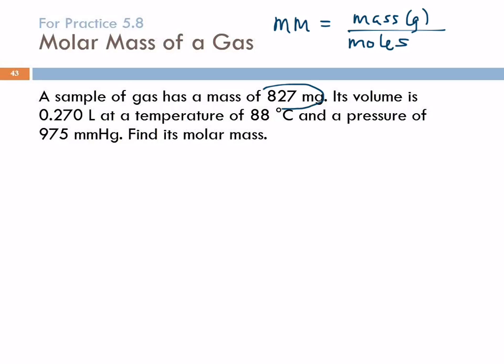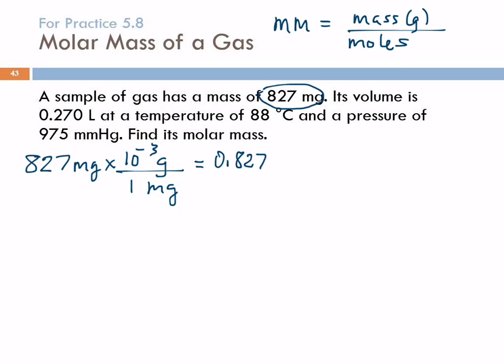Well, here's the mass in milligrams, right? We can convert that to grams. It has to be in grams. 827 milligrams. If we're going to convert, we're going to put grams on top and milligrams on bottom. And so this is 10 to the minus 3 over 1, and that ends up being 0.827 grams. That's our mass.